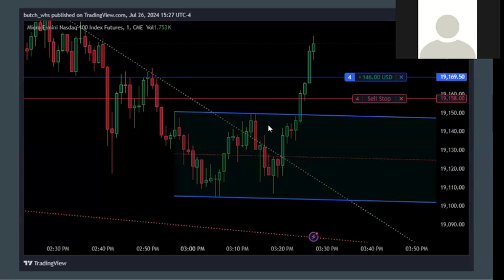So I said, okay, let's draw a channel line. So I drew that channel line, and that was about 3 p.m. I didn't do anything the first few minutes. And then about 3:20, it broke out. So I traded the breakout.